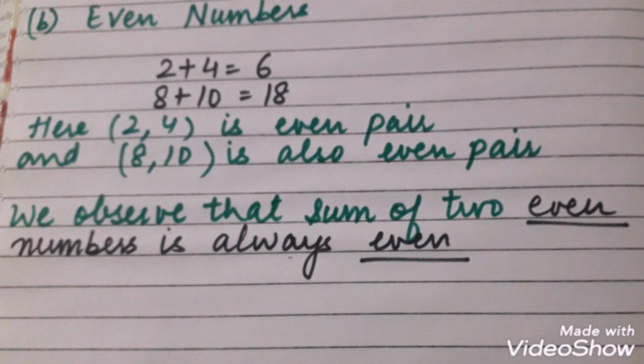In the second part, we have to check what is the sum of two even numbers. 2 and 4, and 8 and 10 are two even numbers. We have taken them in a pair. And after adding, if we see, the result is 6 in the first case and 18 in the second case. So we observe that the sum of two even numbers is always an even number. You can take many more examples of this kind to verify the property.